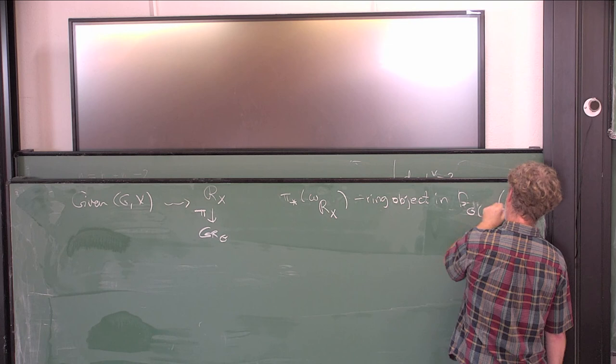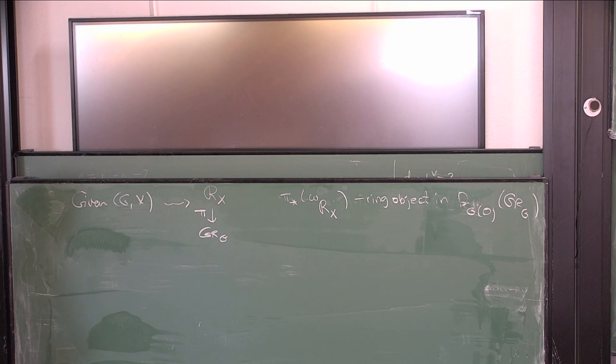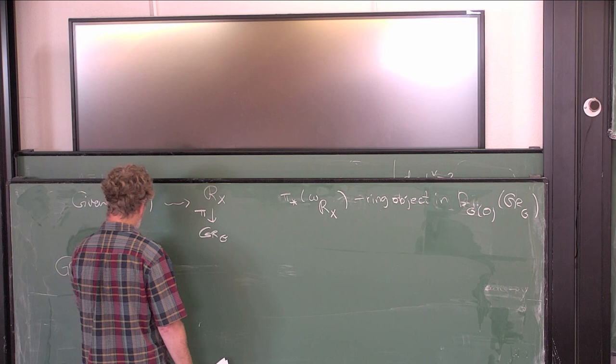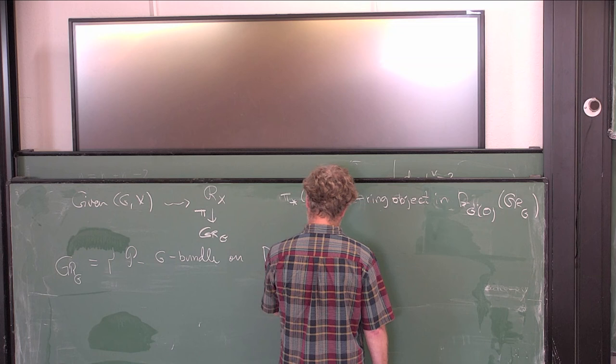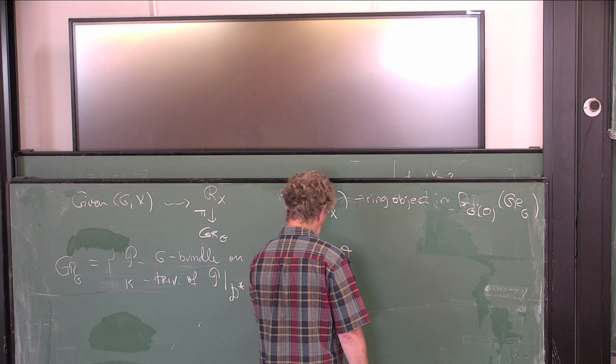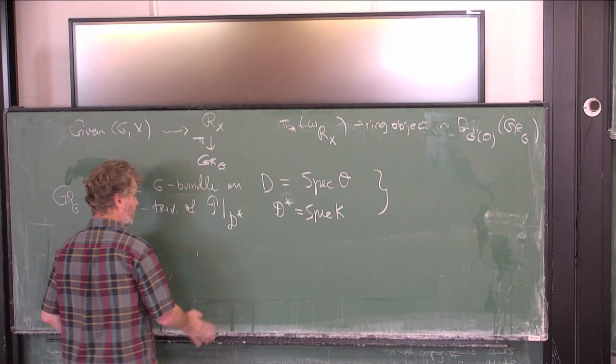To describe this R of X, I can do this in group theoretic terms, but let me do it in moduli terms. One way to think about the affine Grassmannian is as a space classifying the following data: P, which is a G bundle on the formal disk D, which is just spec of O, and kappa, which is a trivialization of P restricted to D star, where D star is the formal punctured disk, spec of K. So this is what the affine Grassmannian is.